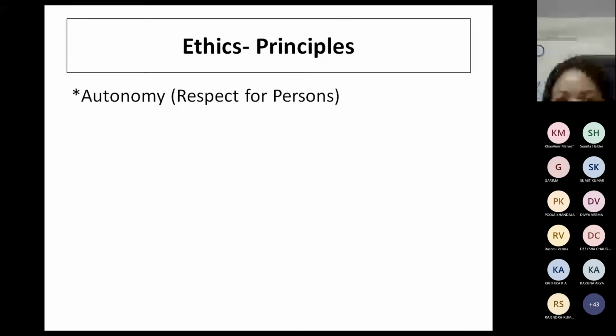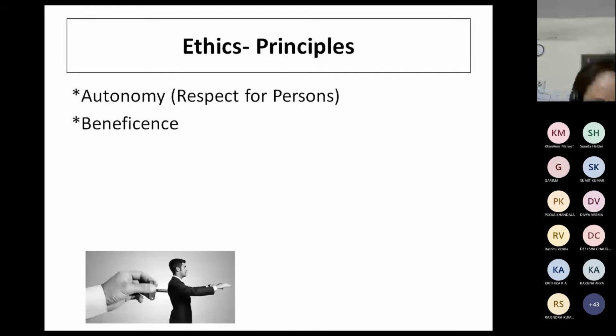So there are four basic tenets of ethics in research. The first is autonomy, or the respect for persons. It represents the right of a person to make decisions about his life. And while we are doing a research, we are supposed to respect that right. So that is what autonomy stands for. Next is beneficence, which basically means that we aim to do good. And we try to minimize as far as possible any harm which the participant or the community may incur during the process of our research.